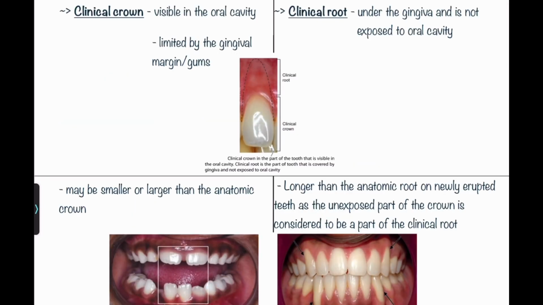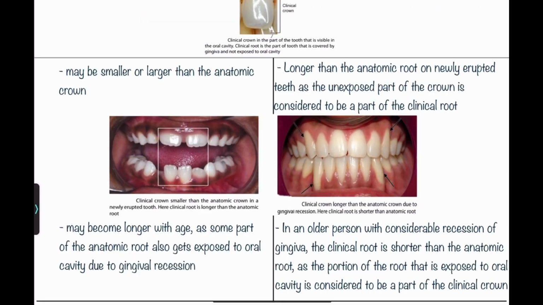Clinical crown is the part of the tooth that is visible in the oral cavity. It is limited by the gingival margin or gums. It may be smaller or larger than the anatomical crown. The clinical crown is smaller than the anatomical crown in a newly erupted tooth, where the cervical part of the anatomical crown is still covered by gingiva. On the other hand, the clinical crown may become longer with age as some of the anatomical root gets exposed to the oral cavity due to gingival recession.